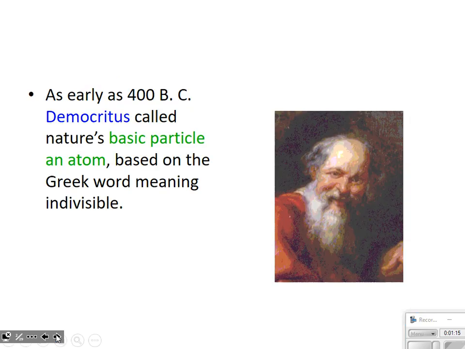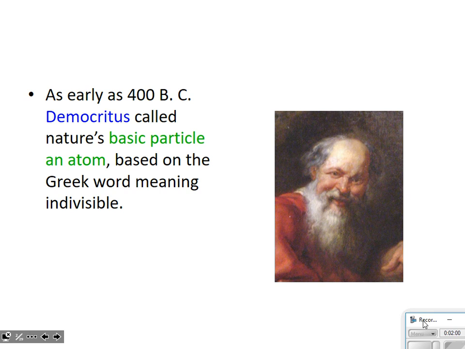Now, when I click this first slide with Democritus, I don't think it's really that necessary to know what years he lived. Actually, I don't even have it for him. But very early on, as early as 400 BC, Democritus said that there was a basic particle that everything was built on. And he called this basic particle the atom.